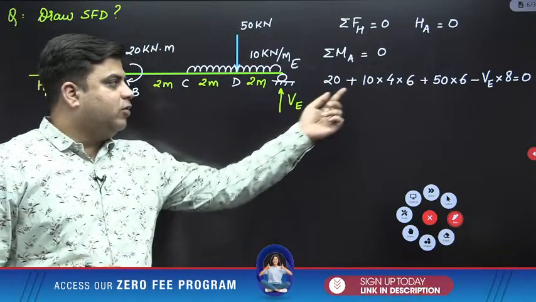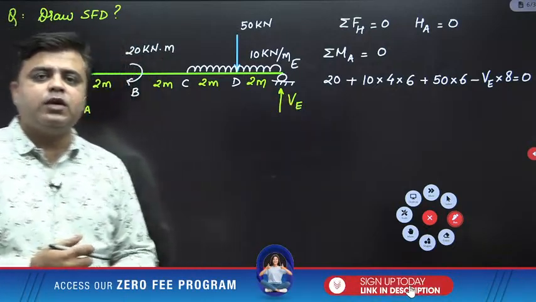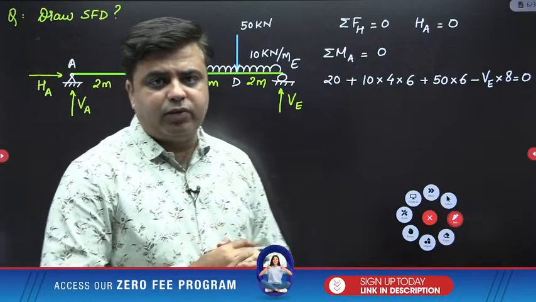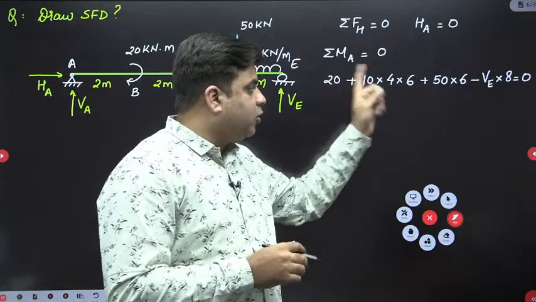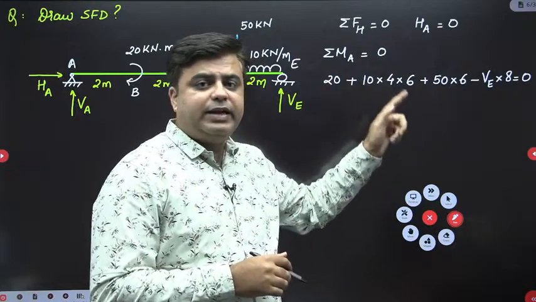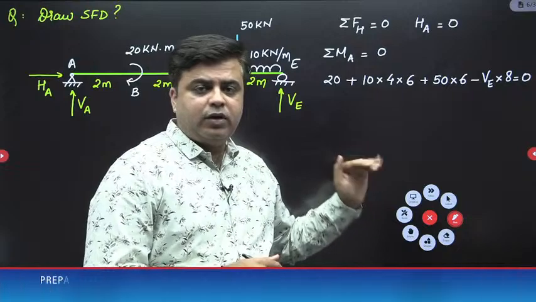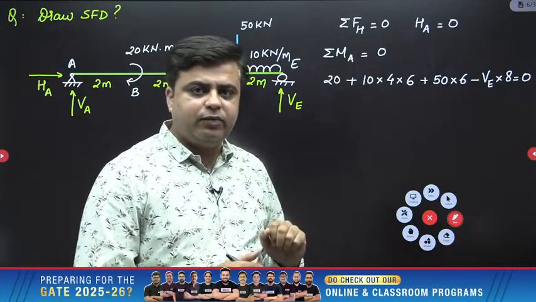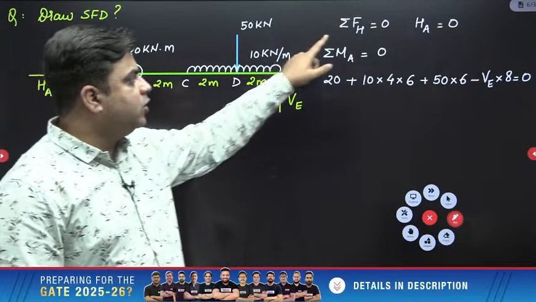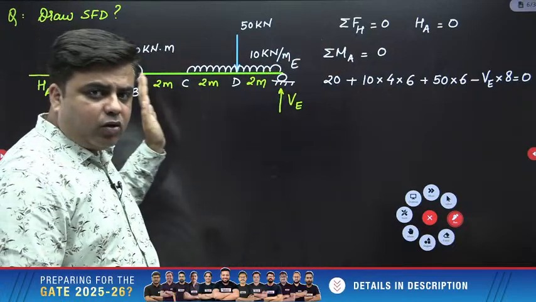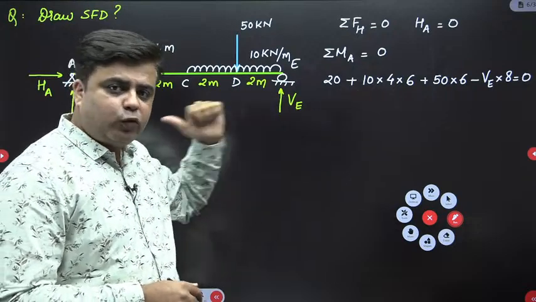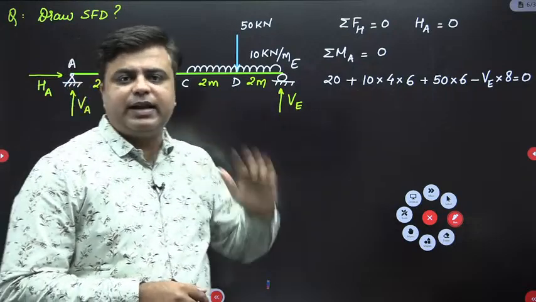Please tell me the value of VE. One thing you might be noticing here, that whenever I am writing equilibrium equation, I am taking clockwise moment as positive and anti-clockwise moment as negative. For me, upward forces are positive, downward forces are negative. Similarly, if I have to write down horizontal equilibrium equation, then horizontal forces acting towards right will be taken as positive, and the forces acting towards left will be taken as negative.